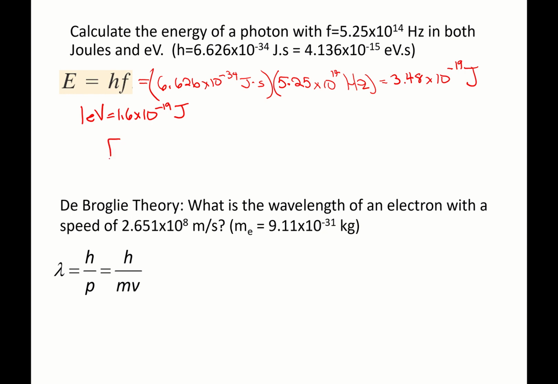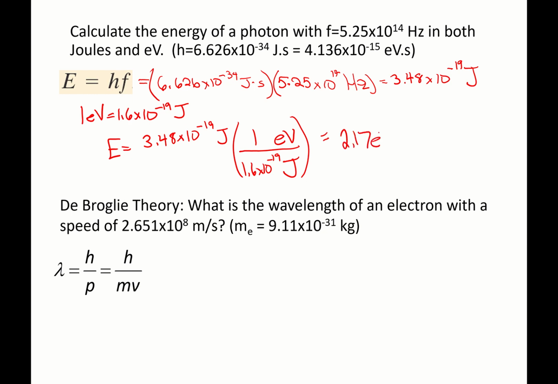So the energy is also, if I do the conversion, so I write down my energy in joules, do the conversion. I want to get rid of the joules and go to eV. So I write the fraction that way up. I get 2.17 electron volts. I could also have just recalculated the energy using the value of Planck's constant in eV seconds as well.